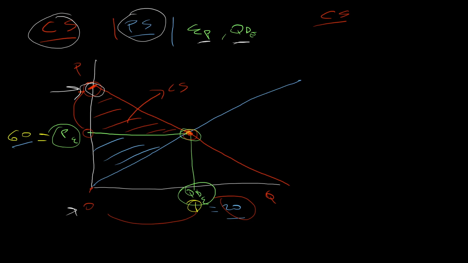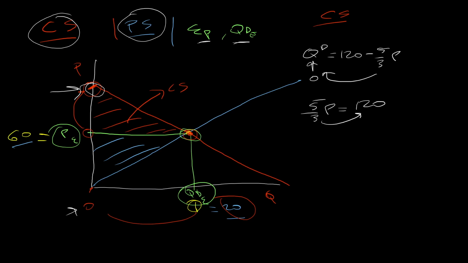So let's do that. From the expression, we had that the quantity demanded is equal to 120 minus 5/3 P. All we are doing here is saying that this is 0. We move this term to that side, so you get 5/3 of P equals 120. So P is 120 times 3, and then you have the 5 on the bottom to divide. So it's 360 divided by 5, which is equal to 72. So now we know this value, which is 72.